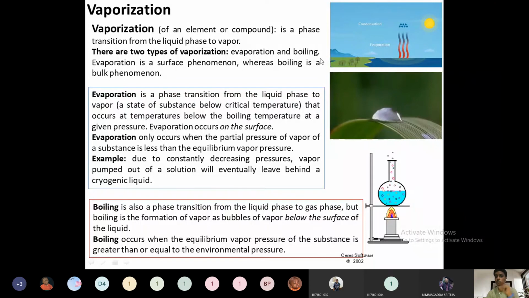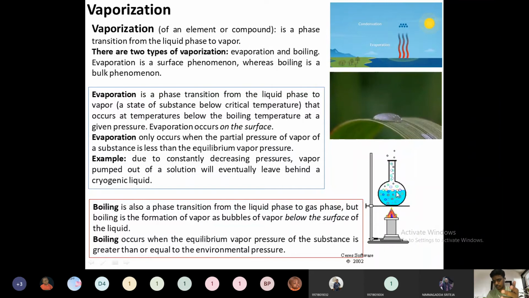So there are two types of vaporization. One is evaporation, and the next one is boiling. How are evaporation and boiling different from each other? Though in combined form we call them vaporization, they are two different forms. Evaporation is a surface phenomenon, whereas boiling is a bulk phenomenon.